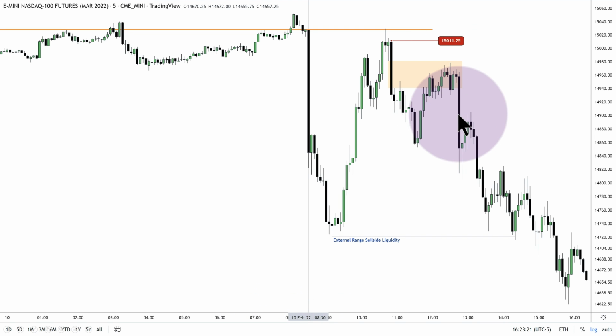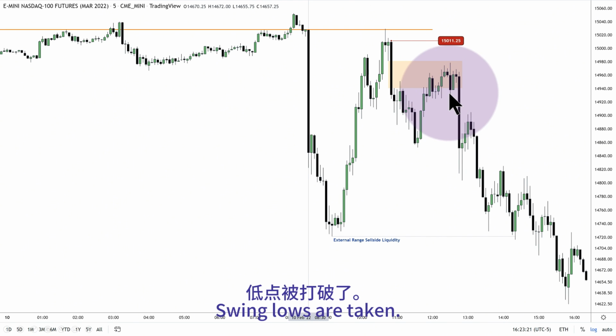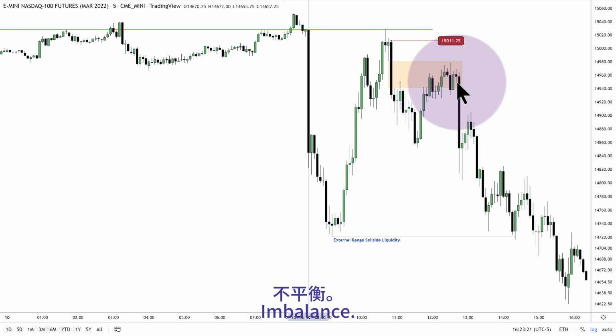Then it torques lower, swing lows are taken, imbalance, trade up into the imbalance, and breaker, high, low, higher high. Inside this candle, it can retrace back up into that, but not above it. Notice it doesn't do that.